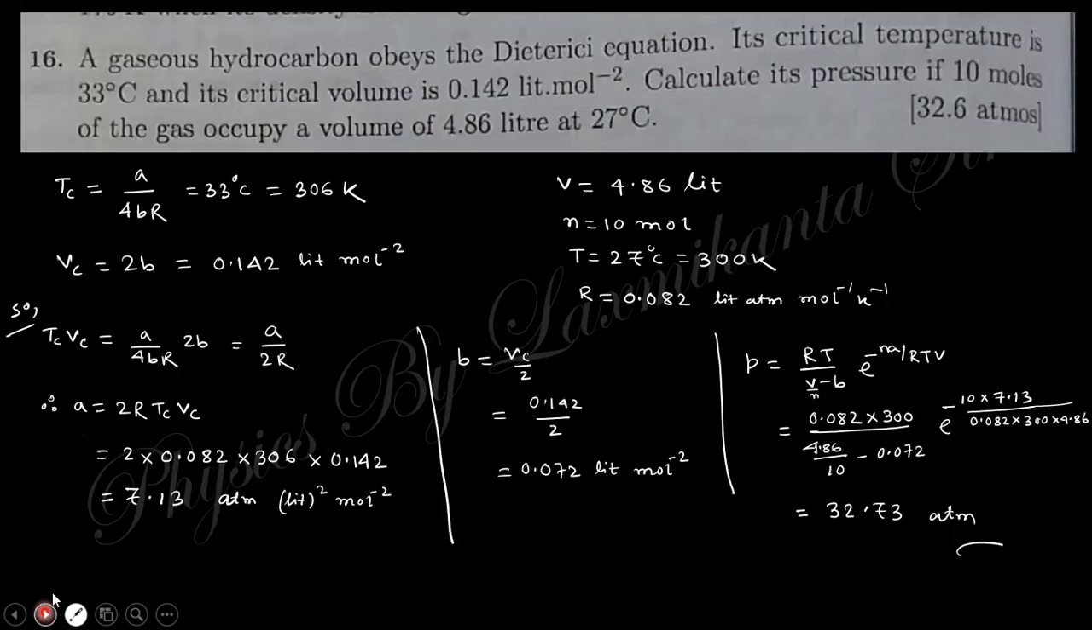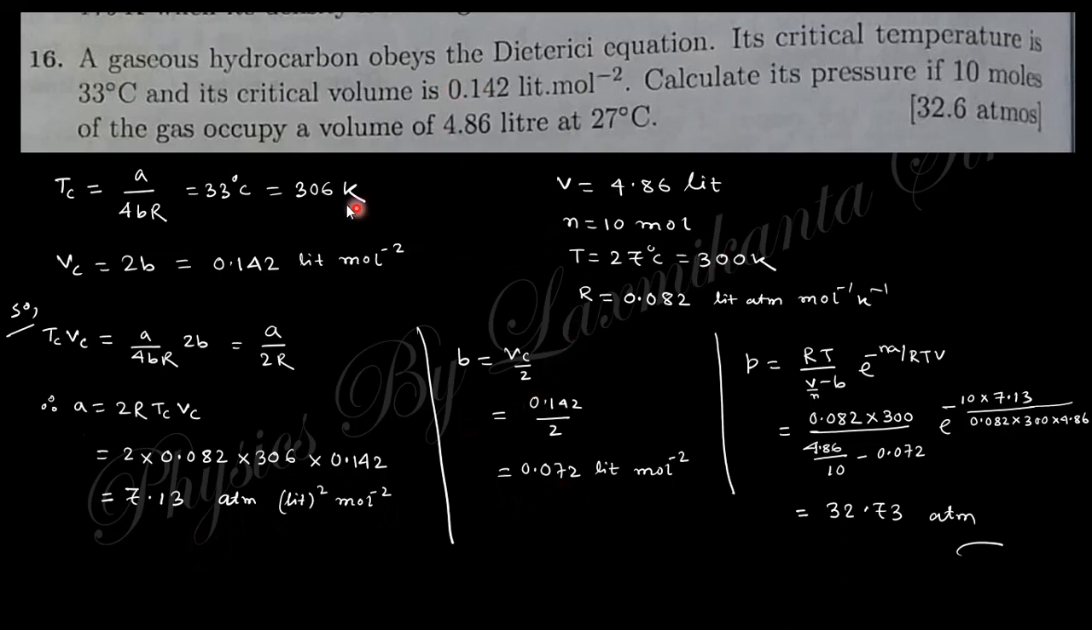Next one, a gaseous hydrocarbon obeys the Dieterici equation. Its critical temperature is this, and the critical volume is this. Calculate the pressure when 10 mole of gas occupies a volume. This problem was already discussed in the Garbanzel-Ghose problem, but you can see here Tc equals like that, Vc equals like that. You know Tc Vc equals, just take the product of these two, you will get A by 2R. So A equals 2R Tc Vc. So this is the value of A. Similarly, B equals Vc by 2, so this is the B. A and B are obtained.